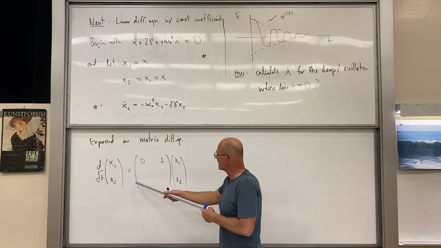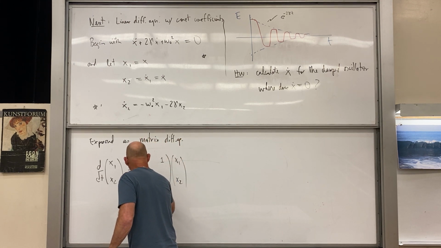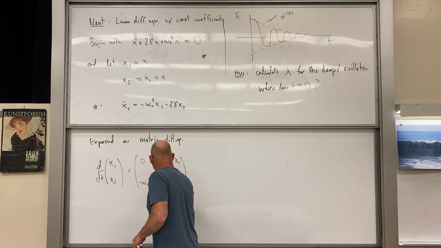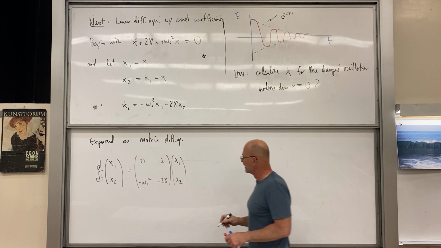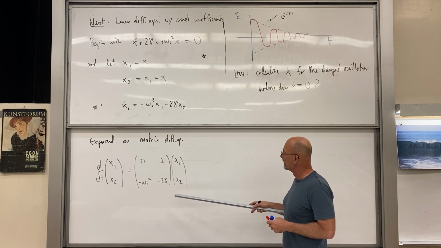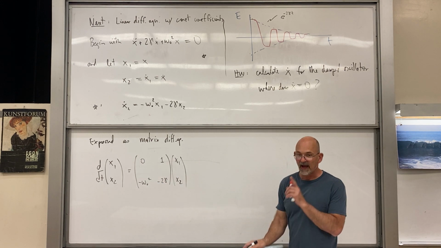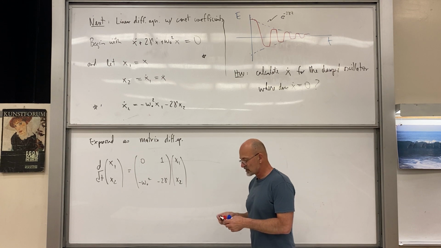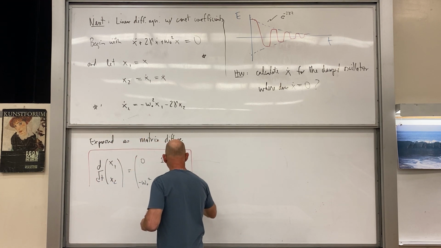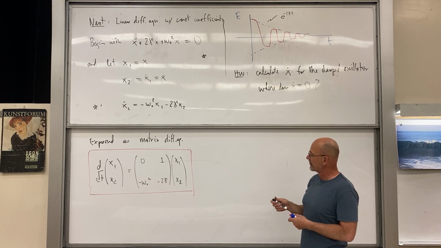And then how do we arrange that in this line here? It's going to be row times column, so it would be minus omega naught squared, the bottom left, and minus 2 gamma. So there's a differential equation with constant coefficients. Minus omega naught squared x1, minus 2 gamma x2. Okay. So far so good. Put a red box around that. Matrix times vector.